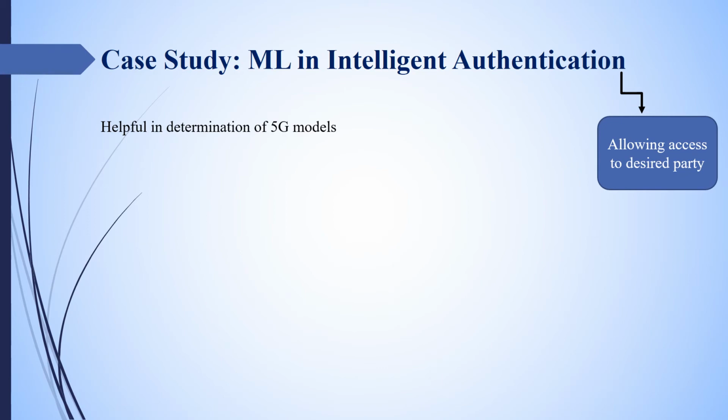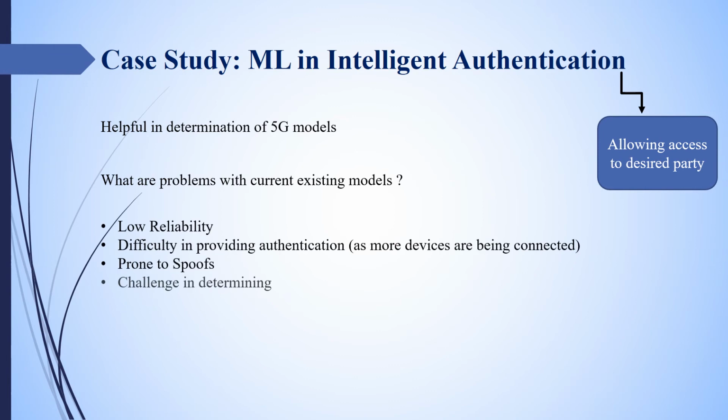But first and foremost, we have 4G developed. So why do we even need more technologies in 5G? What are the problems in current models that 5G can address? For example, first and foremost, we have low reliability. More and more devices are connecting to the internet. We need more models to enable those specific devices to be connected to the internet without affecting the current speed of the internet, or in other words, increasing the speed of the internet.